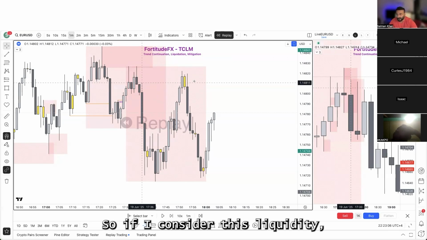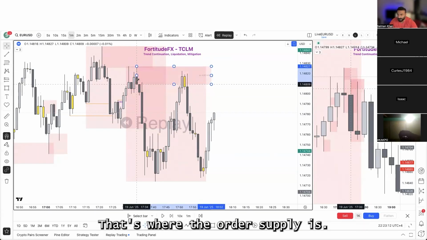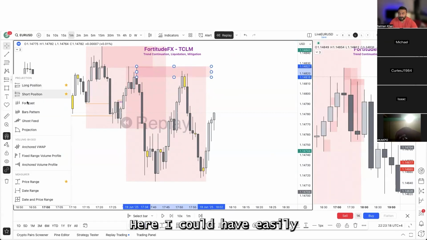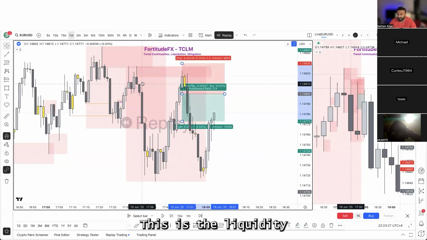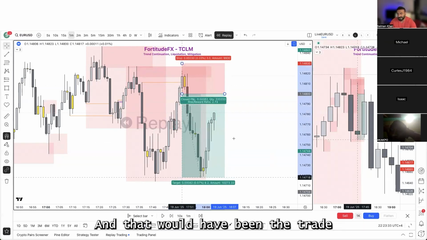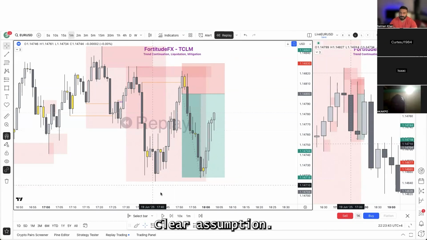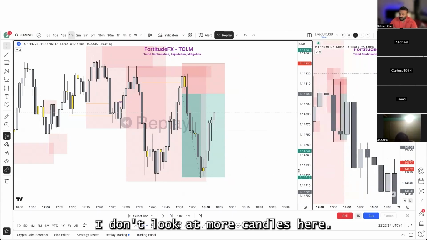So if I consider this liquidity, this would be the clear zone, the buy to sell zone, or I could push it to the wick part. That's where the order supply is. It went into this, right? Here, I could have easily put a short order at the breakout of this and covered the top. That would have been a 2.7. I'll push that up to a 3. This is the liquidity that I would consider taken out, and that would have been the trade. Easy trade. There is nothing new that I presented here. It's everything: mitigation, liquidity, entry at the sell stop. That's it. Clear, Isaac? Once it's done, it's done. I don't look at more candles here.